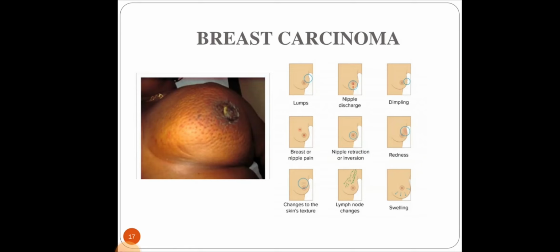Then mobility can be checked, whether it is mobile; in fibroadenoma, we have told it will move within the breast tissue, so that can be made clear.